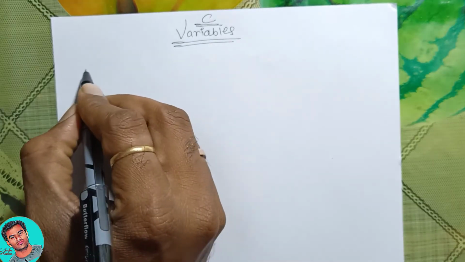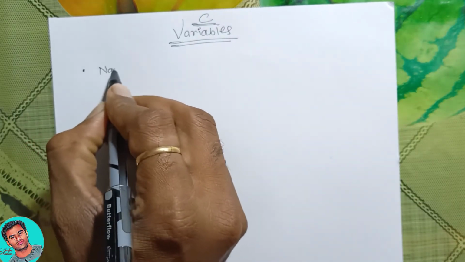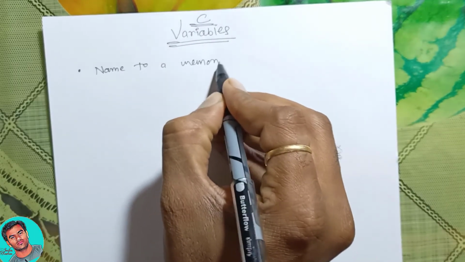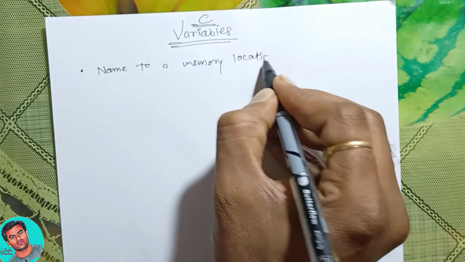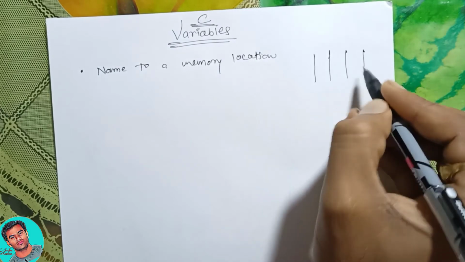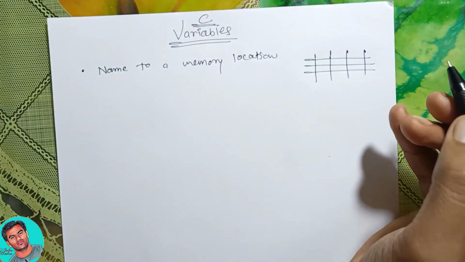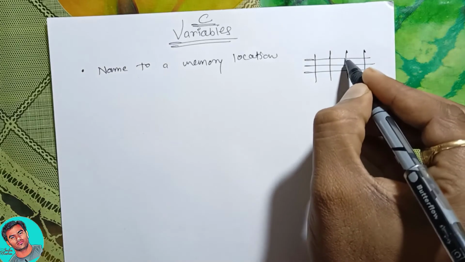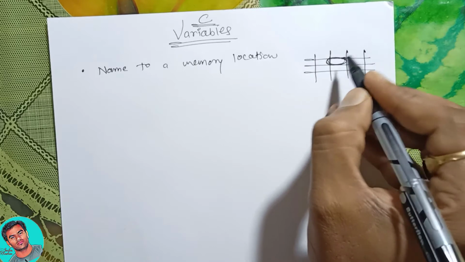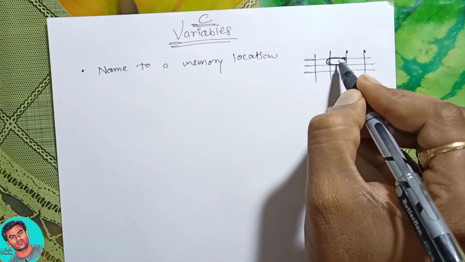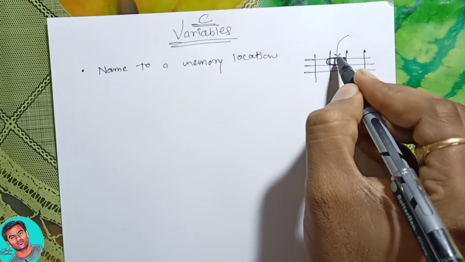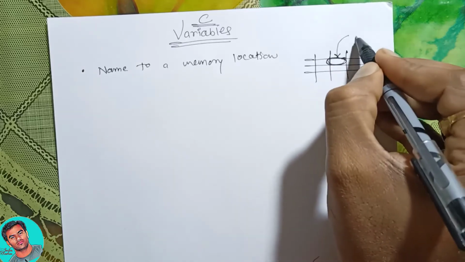A variable means a name to a memory location. A name to a memory location is called a variable. For example, this is my memory, and if I need to refer to this bit, I need to use a name for this bit. So for this memory location, I need to give a name.